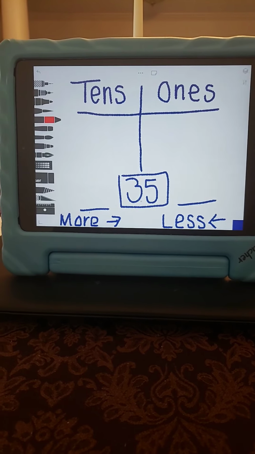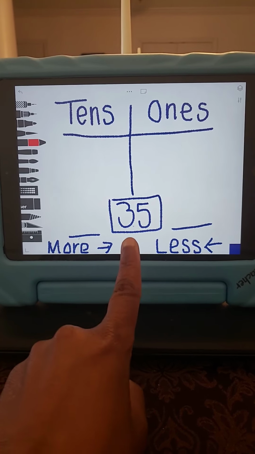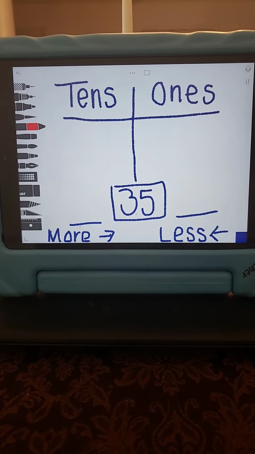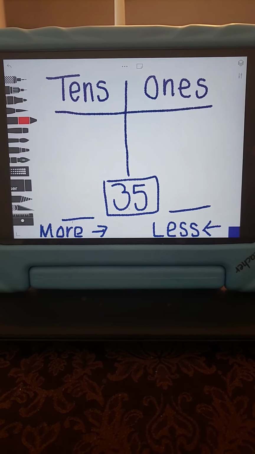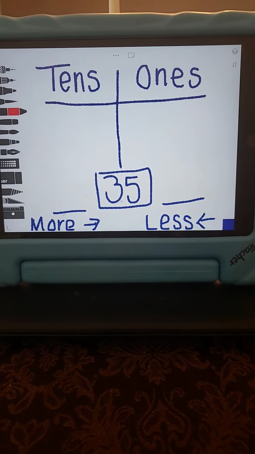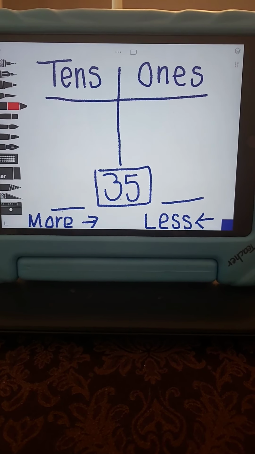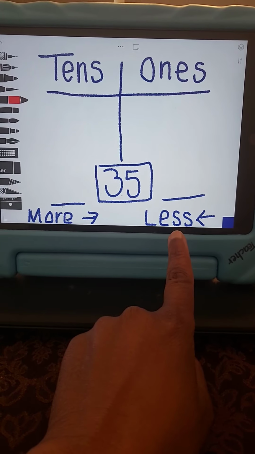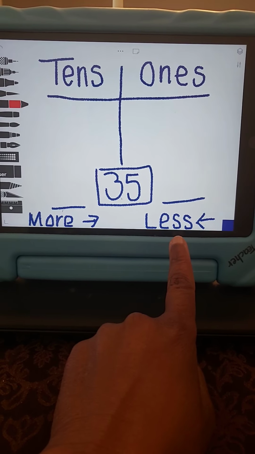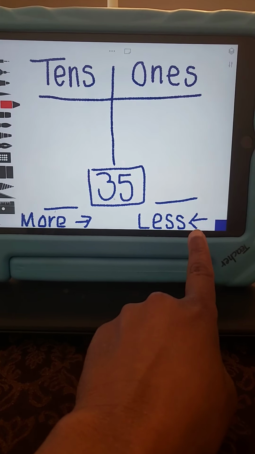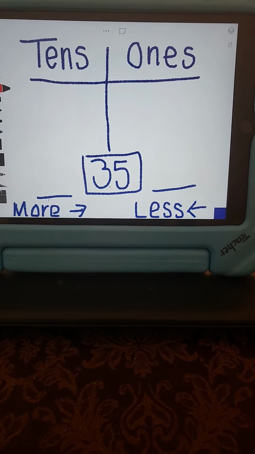Remember on our last lesson, we talked about more means you are counting on or you're counting forward. So if I have the number 5 and I want to do one more than 5, I need to count forward. So what number comes after 5? 6. Okay, the same thing if I wanted to do less. If I had the number 5 and I want to see what number is one less than 5, I need to do just like my arrow is telling me and go back, Jack. What number comes before 5?